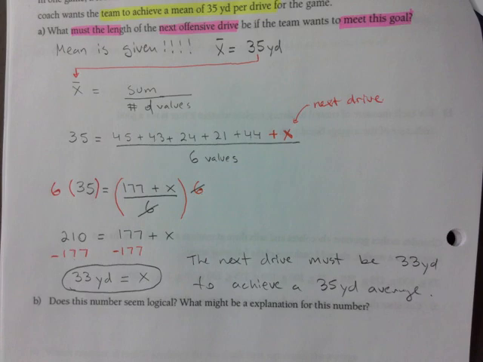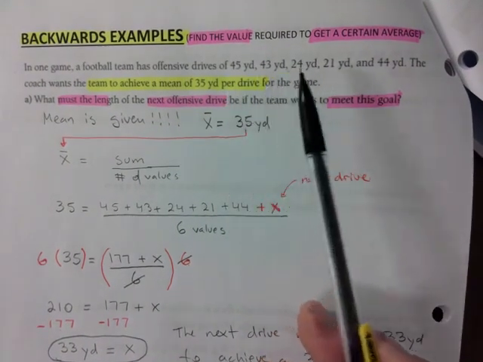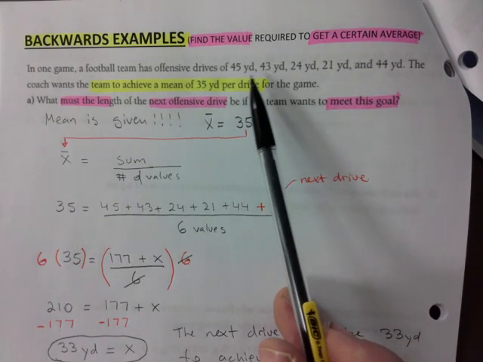Is it reasonable to expect that as a coach? Look, you're expecting a 33 next to get your average of 35. Look at what has happened in the past. Have they done over 33 ever? Yeah, right here. The team is capable of doing that.